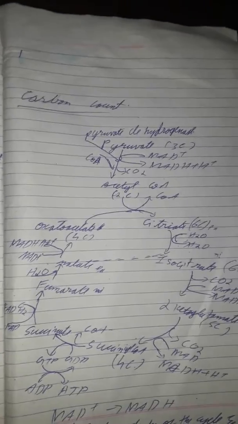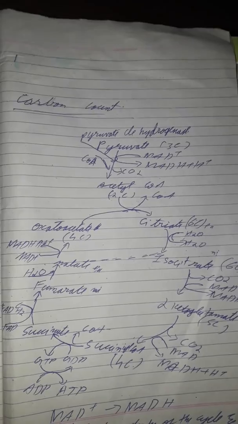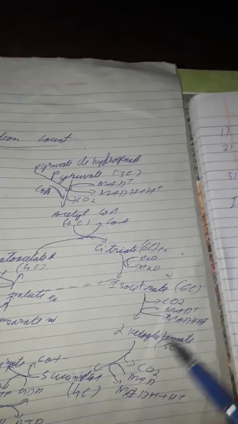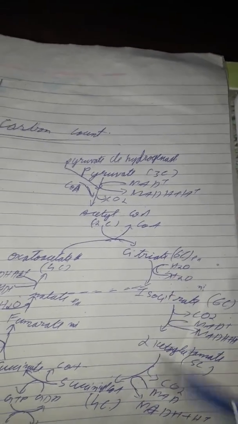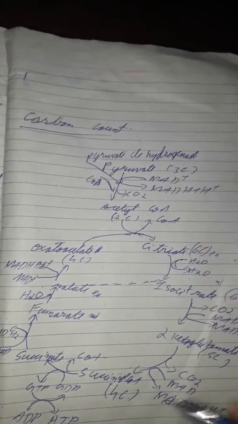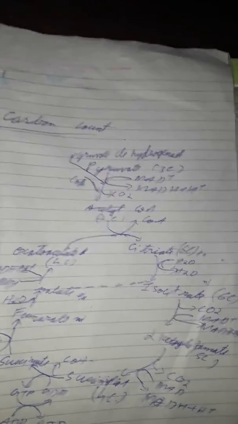So do you have to learn all this by heart? No. I will show you the easiest way to remember the citric acid cycle. Here I didn't mention all the enzyme names because there's no space. I have mentioned only one enzyme, pyruvate dehydrogenase. For that I will draw it again without these carbon counts and show you how to remember the enzymes also.